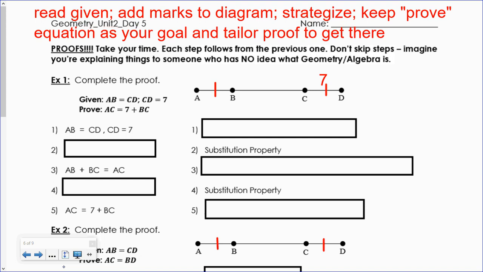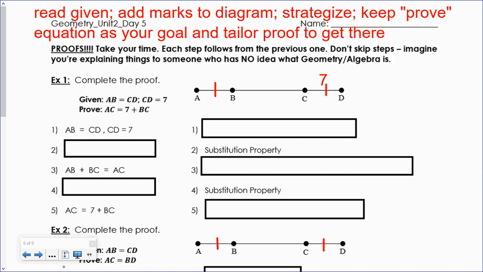So you're going to read the given, add the given marks to the diagram or any other marks that you might notice need to be added. Then you're going to strategize. Before you start writing a proof, you just want to think about it in your head. How could I go from step A to my final destination or step B? What steps would I go in between to get from here to here? Strategize. Think about it in your brain a little bit.